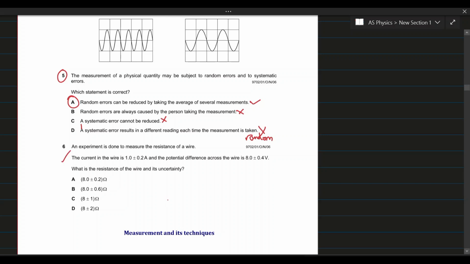Moving on to the last MCQ, which states the current in a wire and the potential difference are used to calculate resistance. That is V over I. So delta R upon R would be equal to delta V upon V plus delta I upon I. First we will calculate R. We have been given the current and potential difference, 8 upon 1, which is 8. Insert that value here and their respective values here.